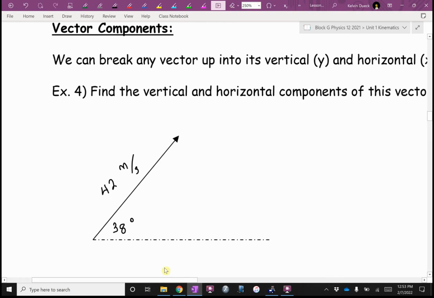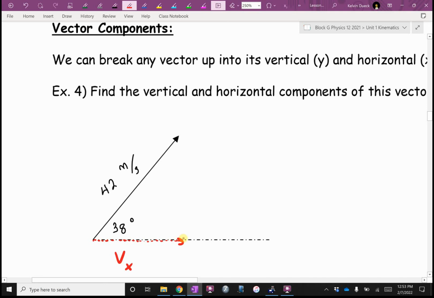So it looks like we're 42 meters per second. That's a speed, or it's a velocity, 38 degrees above the ground. Is this a slanty? Yes. Components. Here's what it's going to look like. I'm going to draw a horizontal component, dotted line, like that. And because it's a velocity, I'll use the letter V. Because it's horizontal, I'll subscript it with an X.